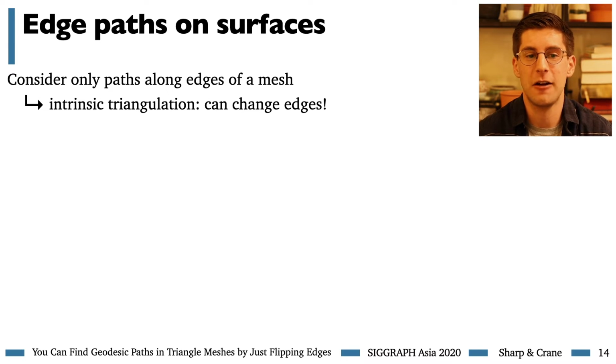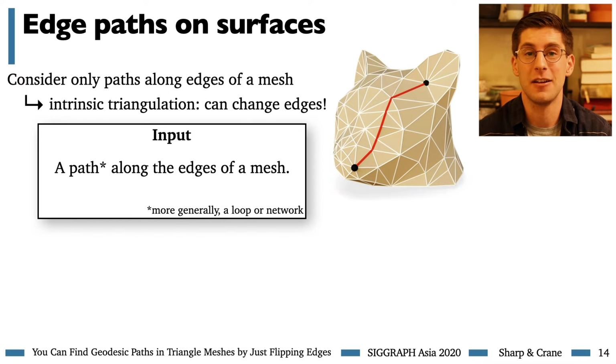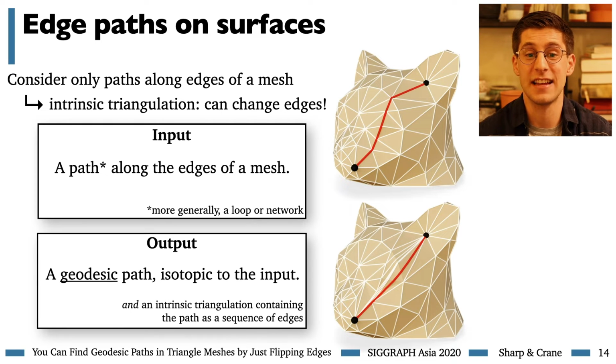To be precise, our algorithm will take as input a path along the edges of a mesh, or more generally, a loop or curve network along the edges of a mesh, and it will shorten it, pulling it tight to produce a geodesic edge path, again along the edges of a mesh. This path will be isotopic to the input, which essentially means that it can be continuously deformed from the path you started with. And in particular, it's going to be the sequence of edges in a mesh, or really an intrinsic triangulation, which will turn out to be a really useful property, because we can use this triangulation for other tasks.